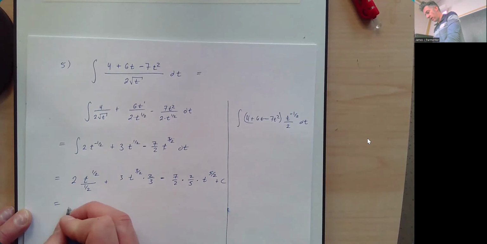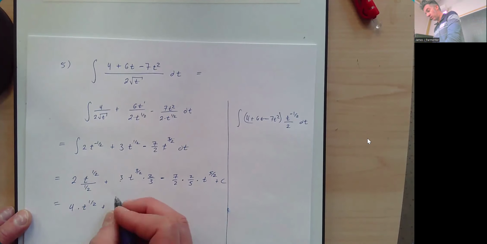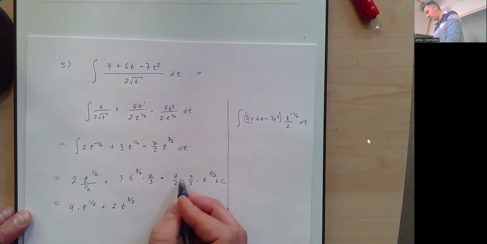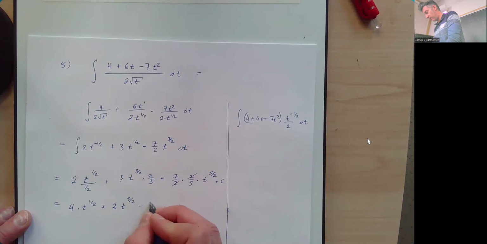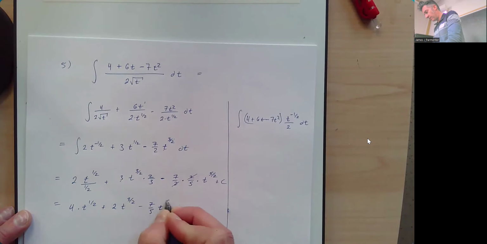I would simplify this because dividing by fractions is terrible. I'd write this as 4 times t to the 1/2 plus 3 times 2/3 is 6/3, which is 2 times t to the 3/2. 7/2 times 5/2 times 2/5, the 2's cancel and you get 7/5 t to the 5/2.